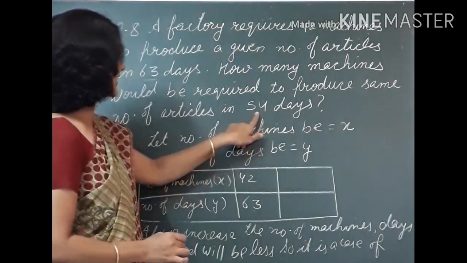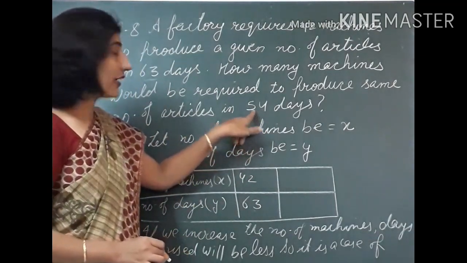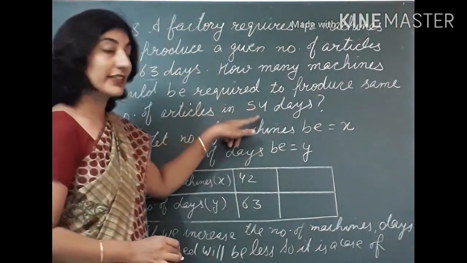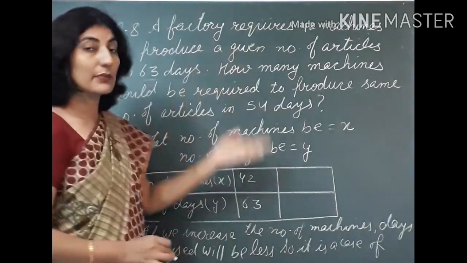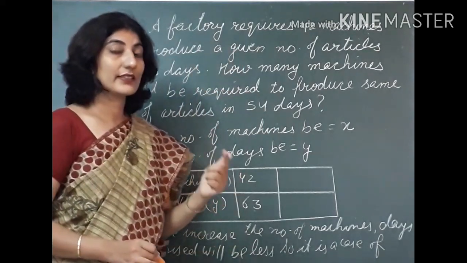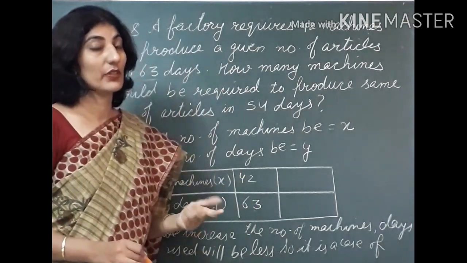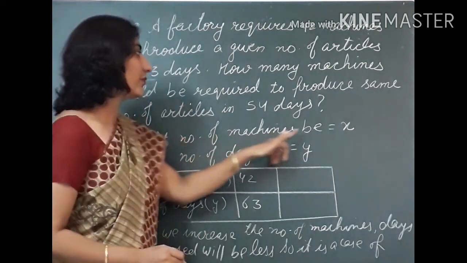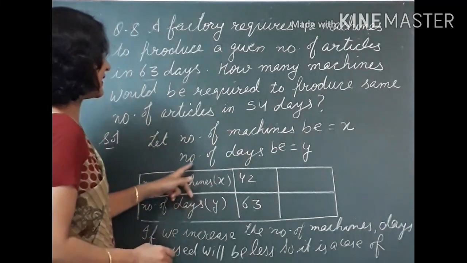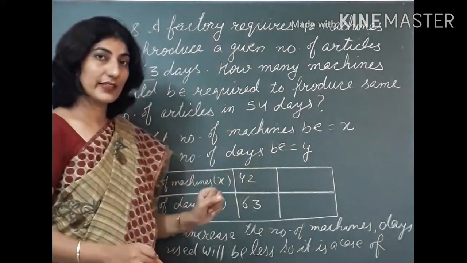Now see, the number of days has been reduced. If the number of days is less, then what will you do so that the production remains the same? You have to increase the machines. So one thing is increasing, another is decreasing. So it will be a case of inverse proportion. Let the number of machines be x, the first quantity, and the number of days be y, the second quantity.